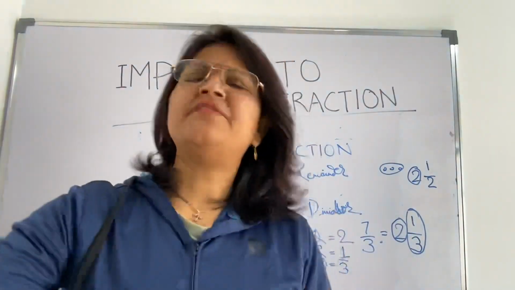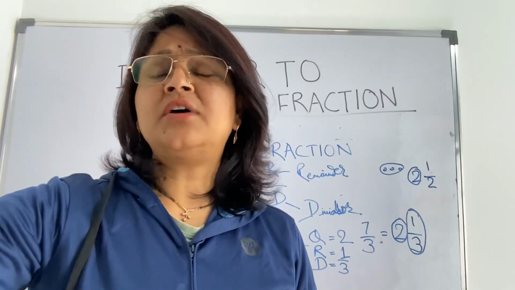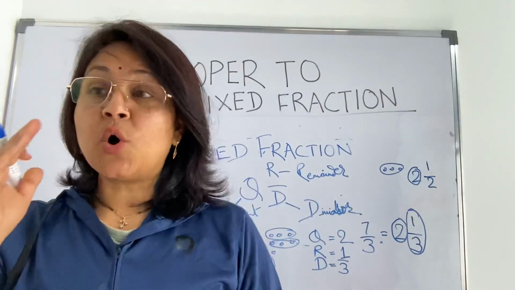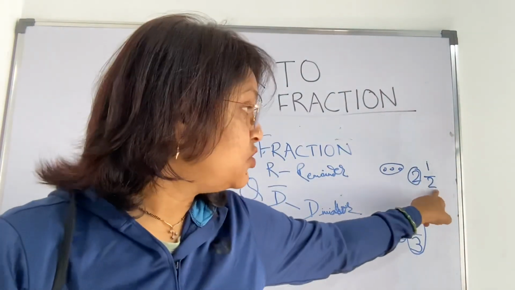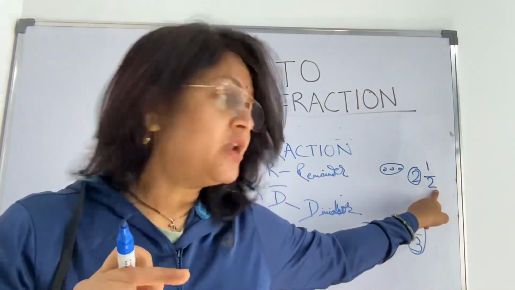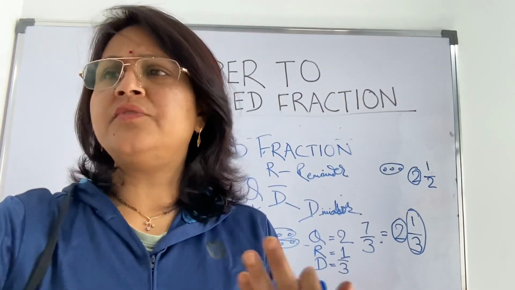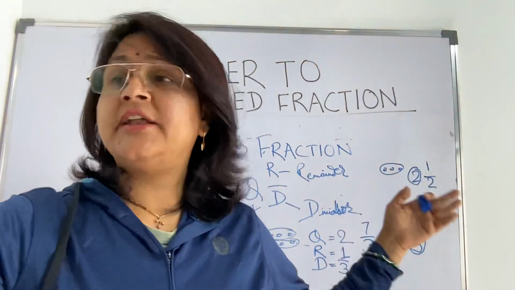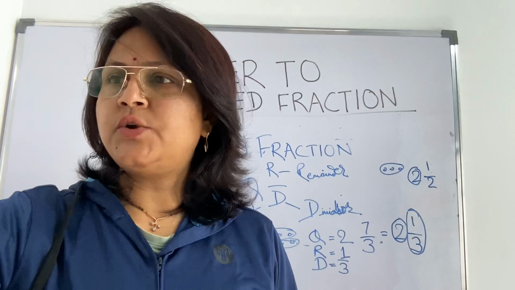Then there will be several questions raised for the students, like, is an improper fraction greater than 1? So yes, an improper fraction is always greater than 1. Why? Because in this case the numerator is greater and the denominator is smaller, so definitely it has to be greater than 1. So this is one thing which I wanted to tell you.